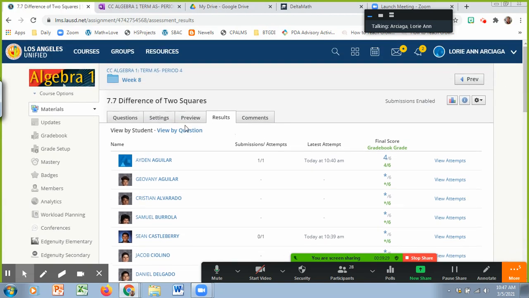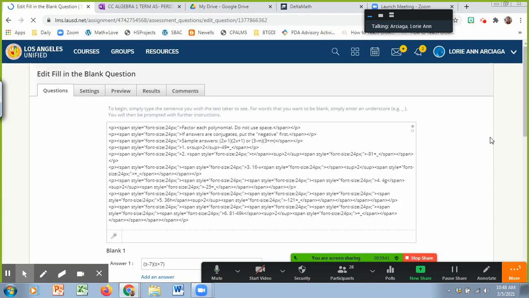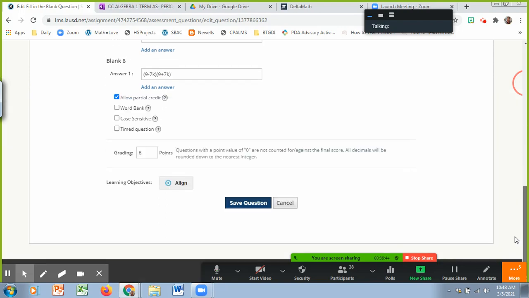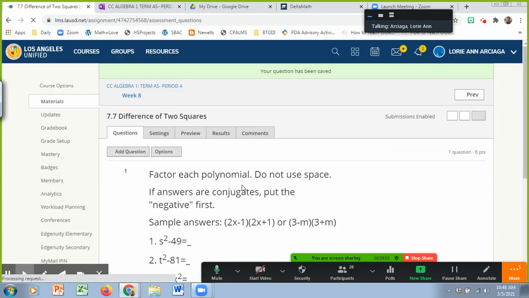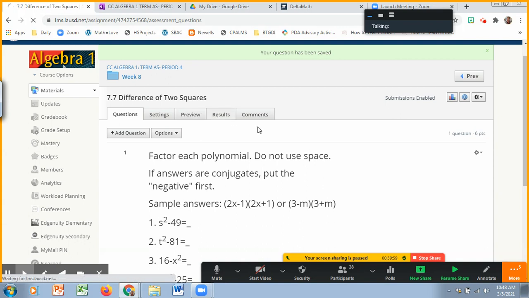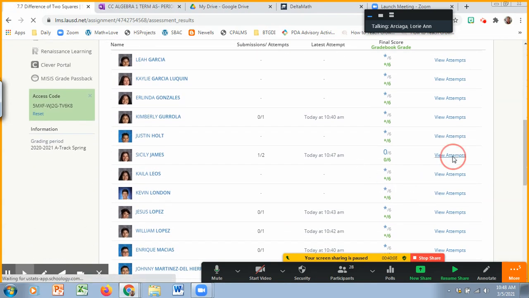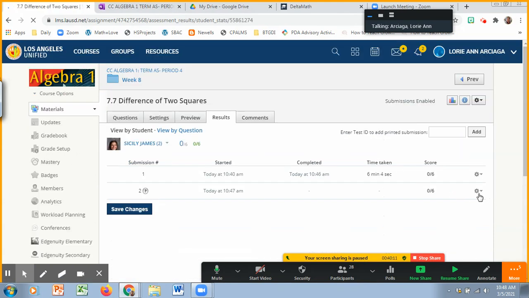Okay, so is it giving you partial points? Let me see. Yeah, allow partial credit. Save question. So no spaces and minus comes first. Okay, let me see why some of you got 0 out of 6. Maybe spaces and stuff like that. I'm checking right now. Give me one quick second.